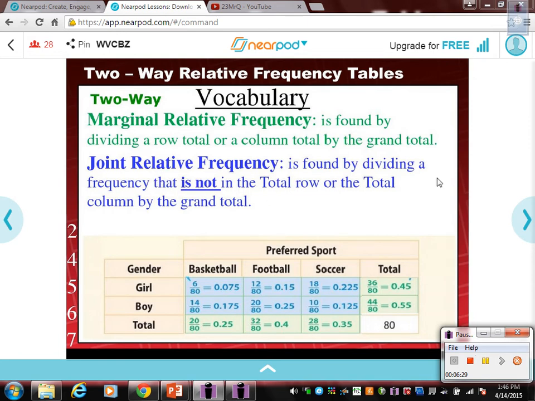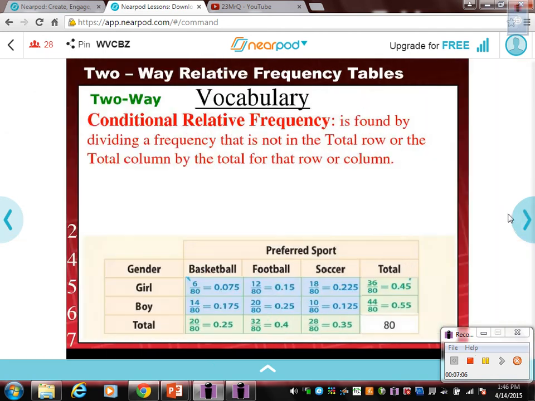Now this next term, don't write it down, just pay attention first. It's called conditional relative frequency. For this one, we do not divide by the grand total, because there's actually a condition that we look for. For example, Oliver, if I was to pick one of these categories, which one would you choose?